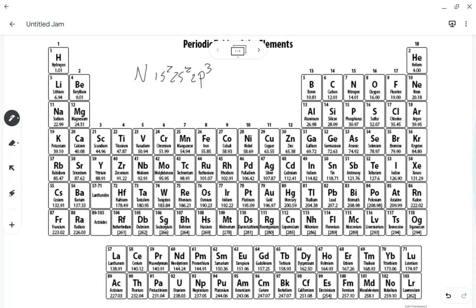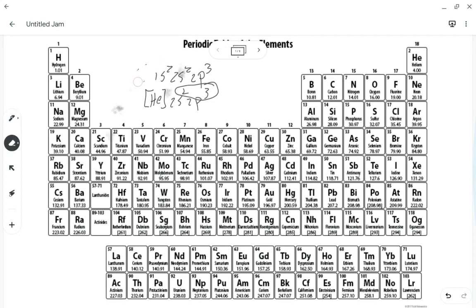Also, when we're doing the shorthand method, if we wrote this as He 2s2 2p3, here we're pretty much just writing the valence electrons. It makes it easier to find them. It's those electrons right there.